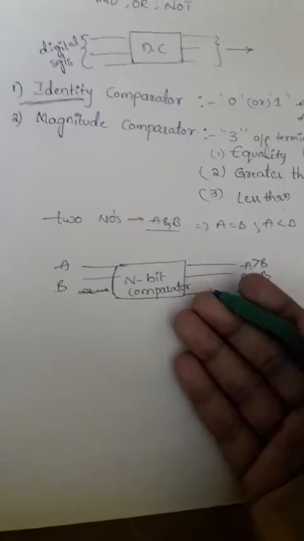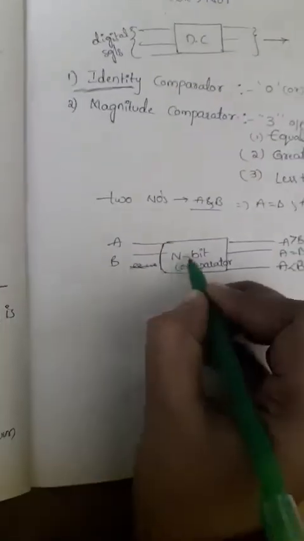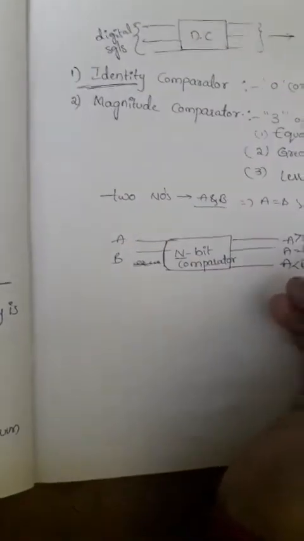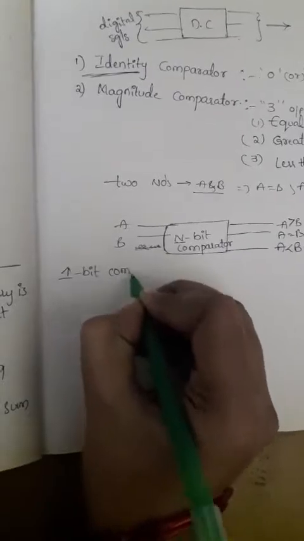First of all, in the place of n I can consider the 1-bit comparator. So first of all we need to discuss the 1-bit comparator.